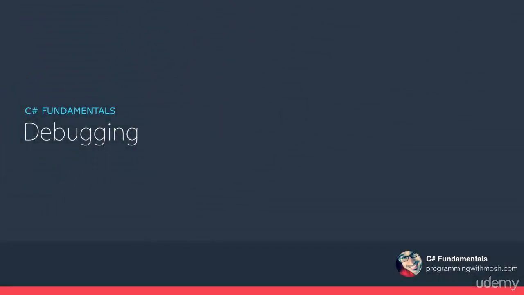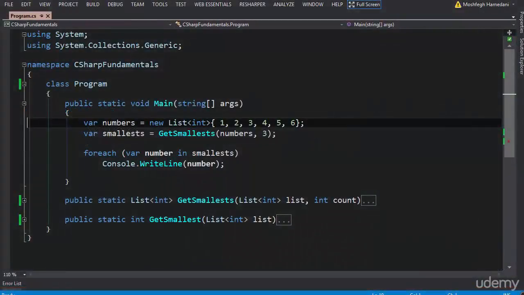In this video, I'm going to teach you how to debug your applications. I've written a small program that displays the smallest numbers in a list. As you see on the first line, we define a list of integers with numbers from 1 to 6. Then we call this method getSmallest. We pass our numbers list here, and 3 here means return the 3 smallest numbers in this list. And finally, we iterate over this smallest list and display them on the console.